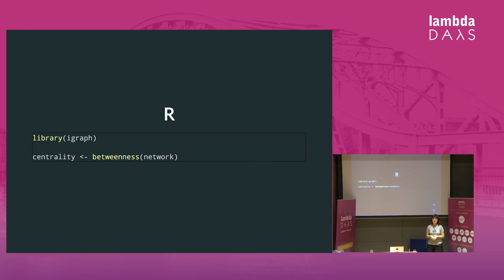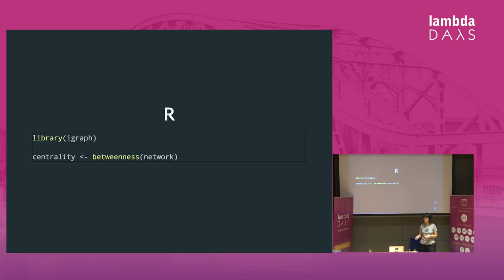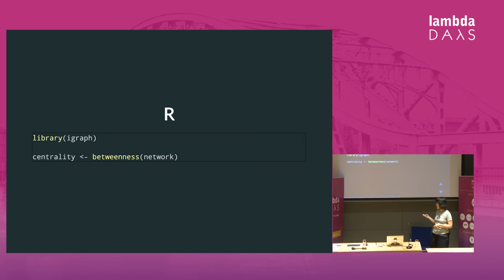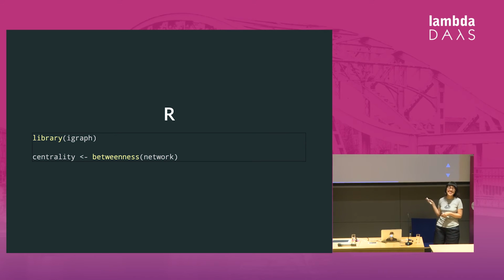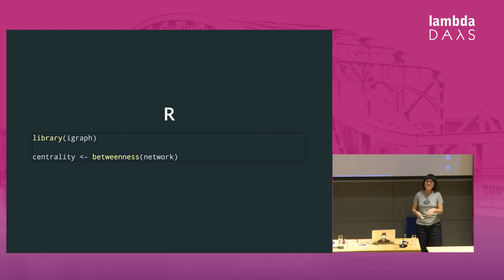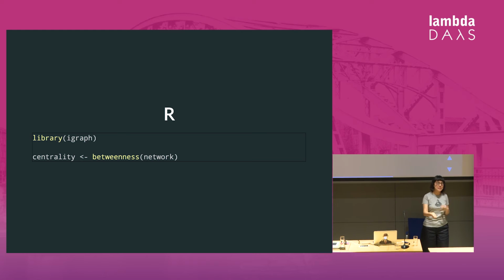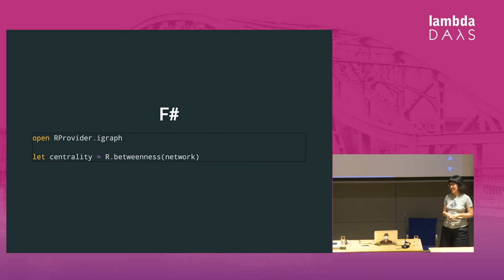So this is quite complicated, but if you use R, then you can just call the function called betweenness on a network. I wouldn't like to implement this, because I would actually have to implement the pathfinding algorithm to find the shortest path between all pairs of nodes. Well, this is very easy. But still, I'm using F#.